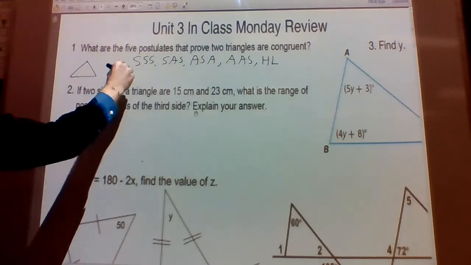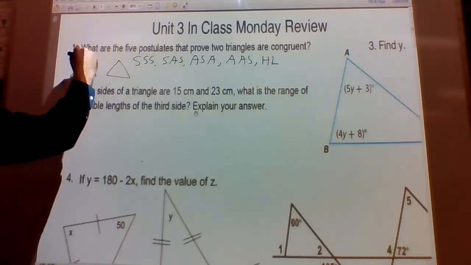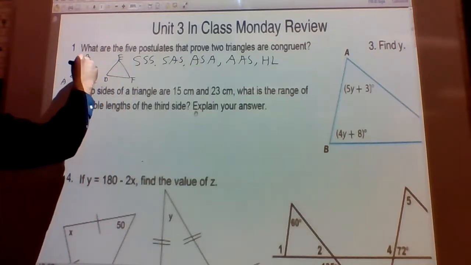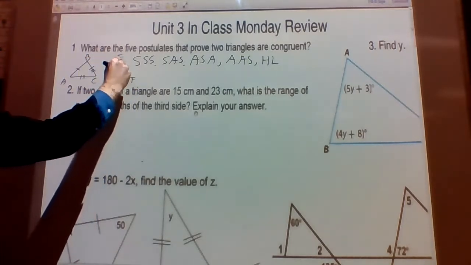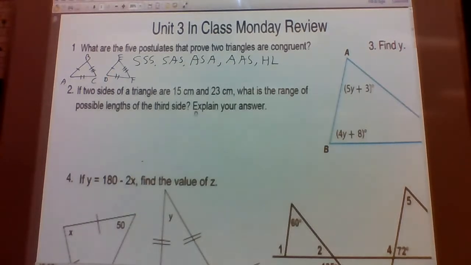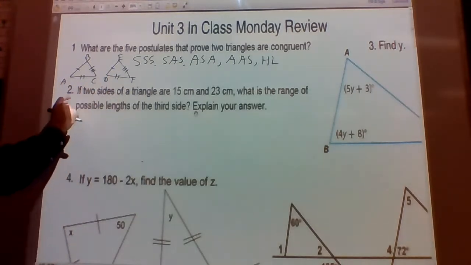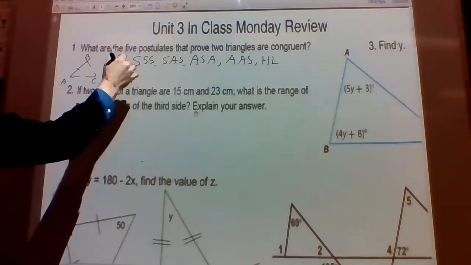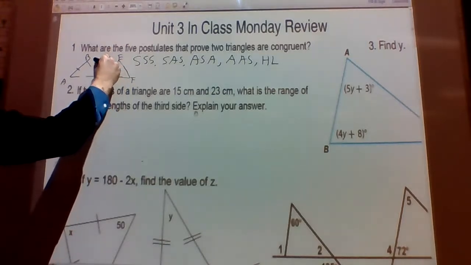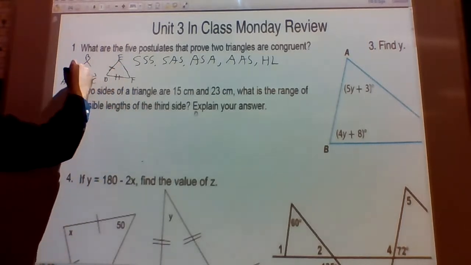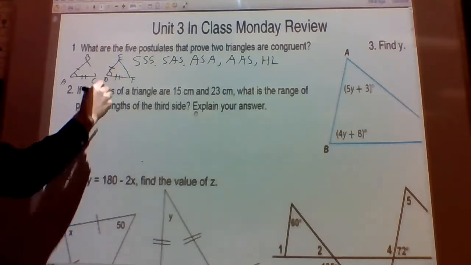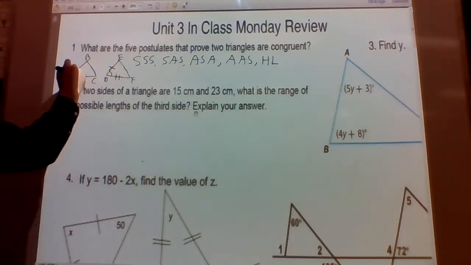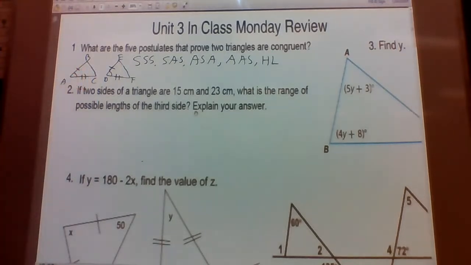So if we have triangles A, B, C, and D, E, F, side, side, side would look like this. We have 3 pairs of corresponding sides that are congruent, therefore the triangles are congruent. Side, angle, side, we have 2 sides that are congruent and the included angle. So the angle that's between, right? So we have side, angle, side.